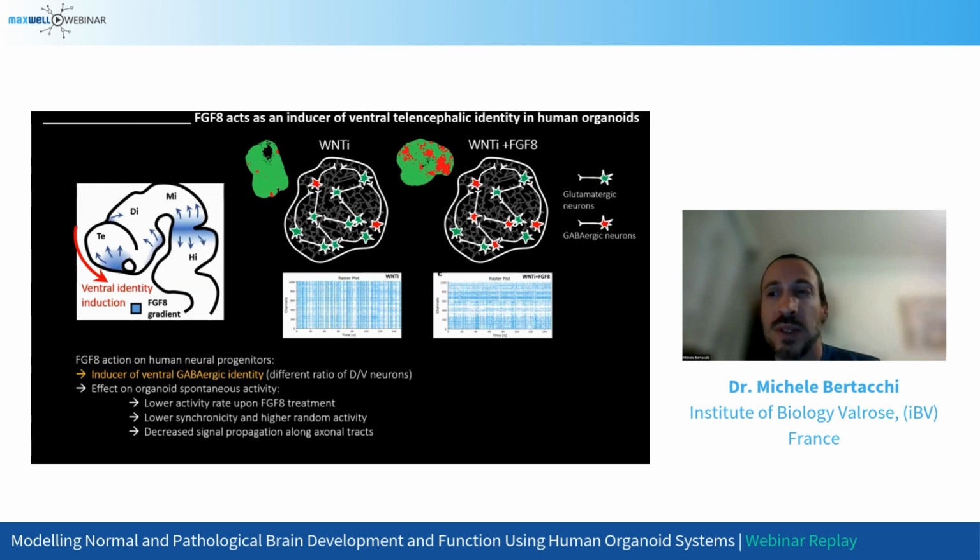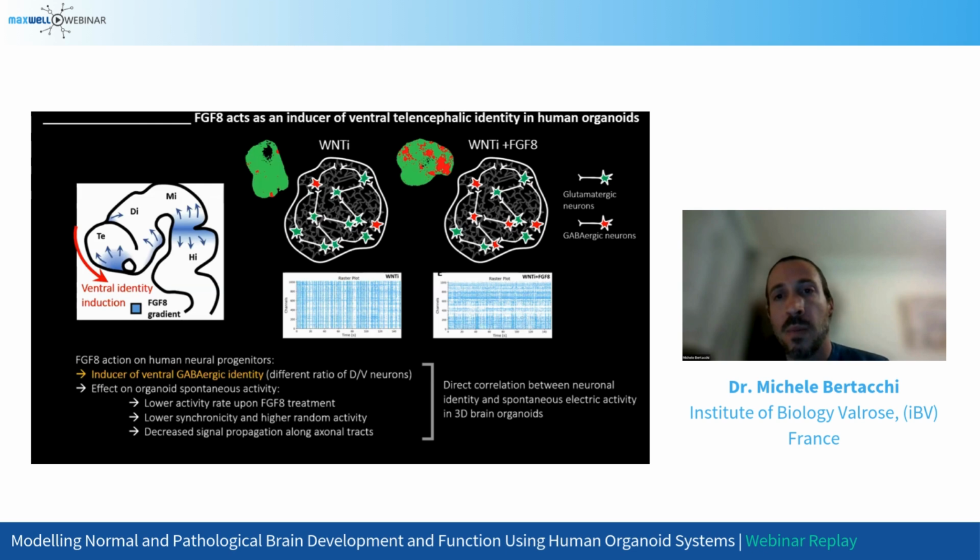So I think this was the most interesting part for us, because thanks to the multi-electrode array, we could go to a functional level. Here we can correlate, on one side, the regional identity of the cells, or the composition in terms of dorsoventral cells in the network, and on the other side, the real consequence on the spontaneous network activity in 3D human organoids.